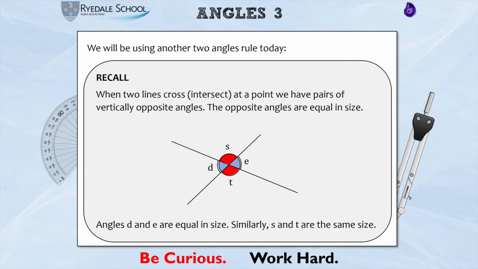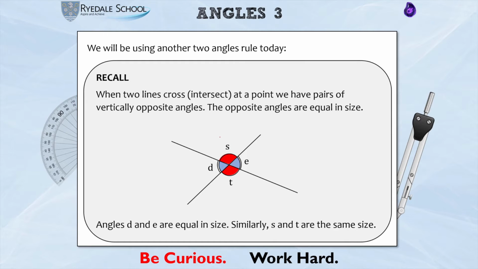Although we're primarily focusing on finding angles in a triangle today, you will see us using one other angle rule, and that is a rule to do with opposite angles. You can see in this diagram below that if I have two lines that are crossing at a point, we have what we call opposite angles. The two red angles are opposite each other and they are the same size, and the two blue angles are opposite each other and they are the same size.